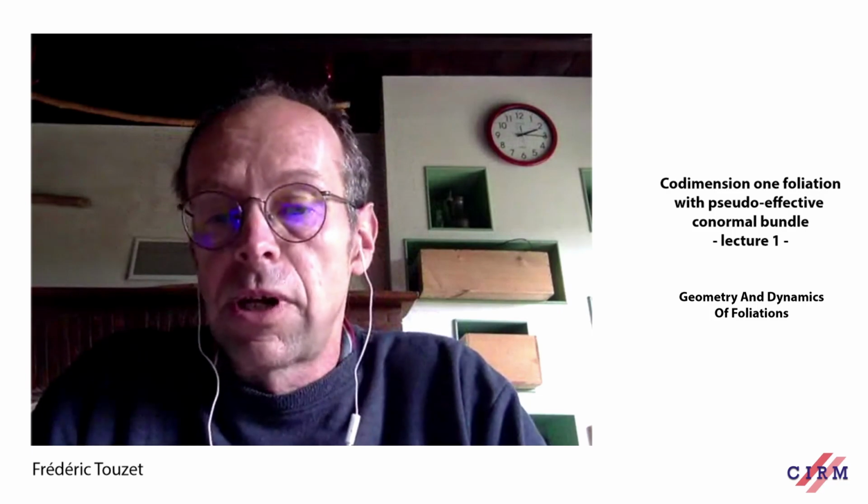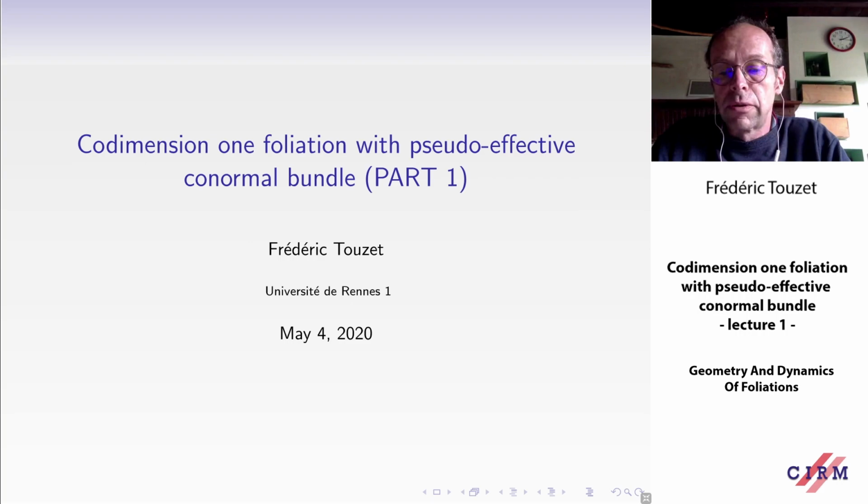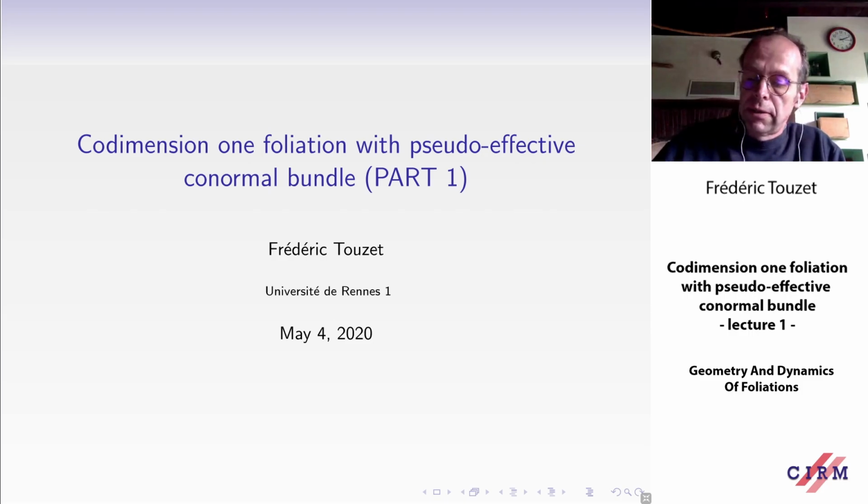So this series of lectures concerns the description of some special class of codimension 1 foliations, namely codimension 1 foliations with pseudo-effective conormal bundle. So before giving any statement or any definitions of the terms involved in this title, I would like to introduce the general setting.